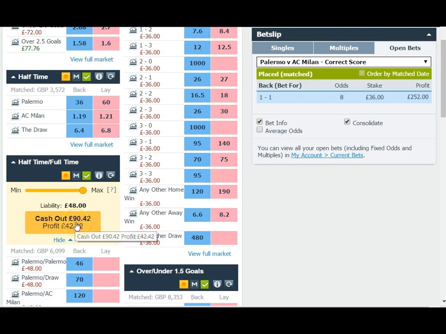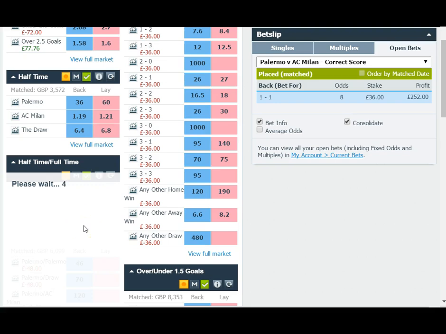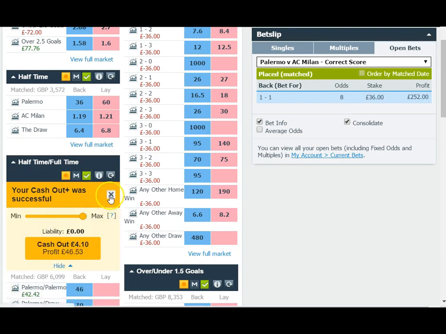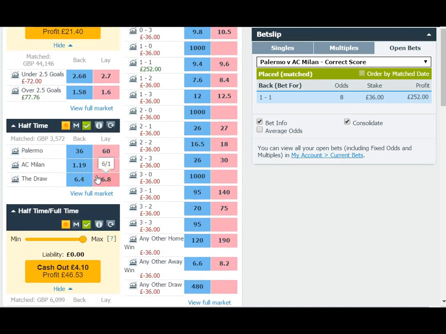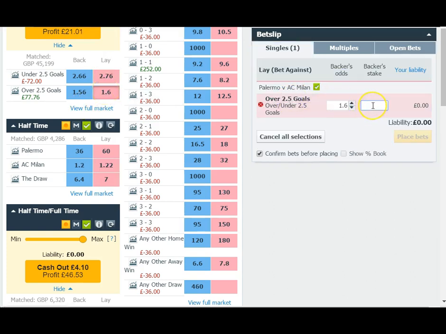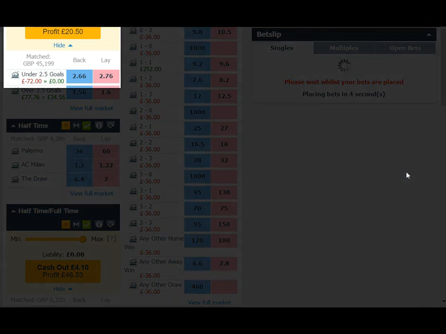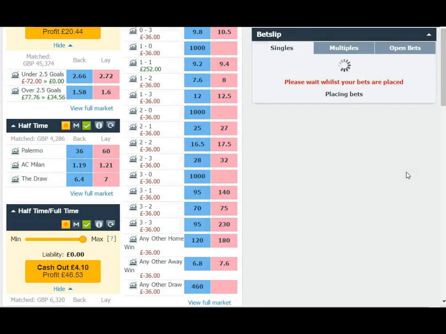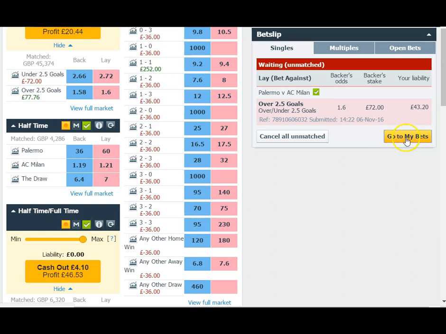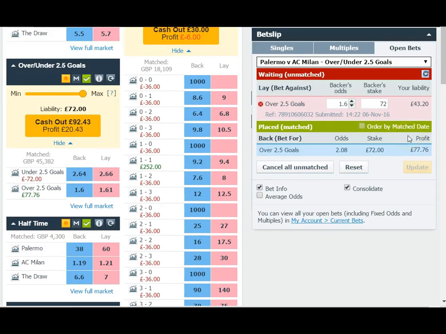So what I did was I just cashed out of the half-time, full-time market and got £46.53 green there. And on the over 2.5, I simply removed that £72 red to give me 0 on the under 2.5, you can see there, and £34.56 green on the over 2.5, and I had about £9 red if I wanted to cash out on the correct score market. So there was just a bit of advice in the chat room saying cash out, everybody, and we'll move on to another trade.